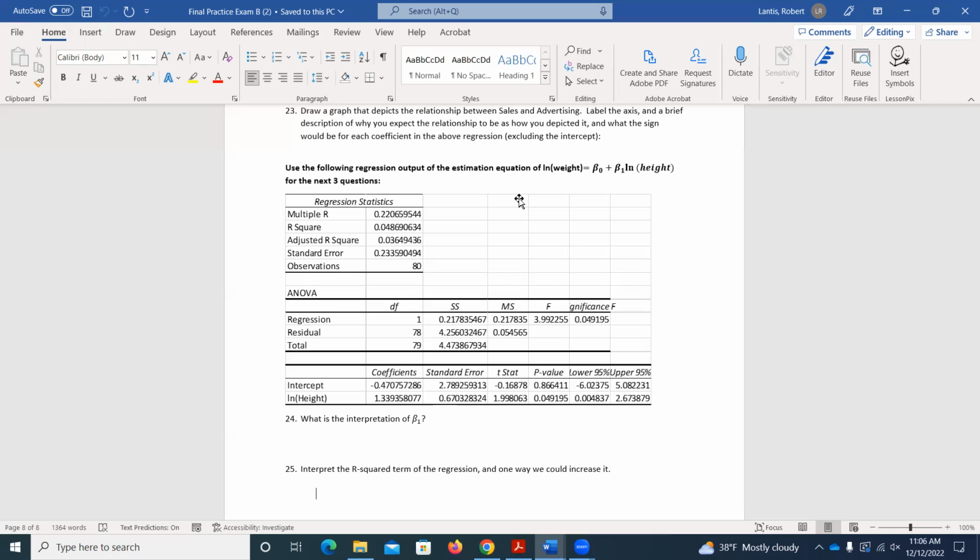Okay. So what if instead I had, well, first of all, I'll ask you guys, this. What kind of model would I have here? So the y variable is in levels. My x variable is in, yeah, so I've got a level log model.